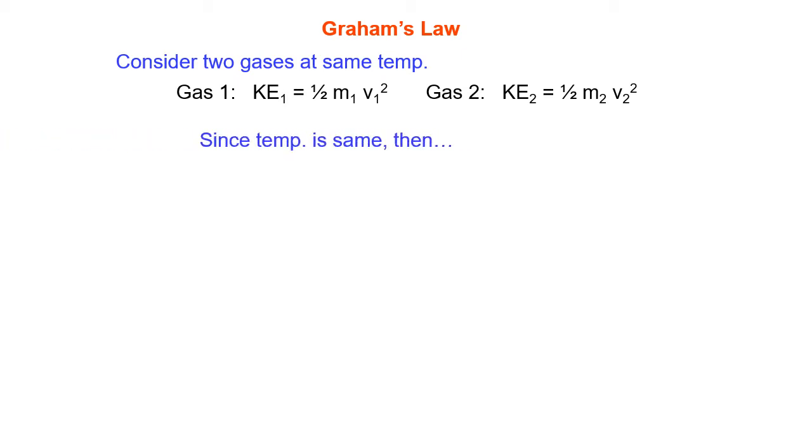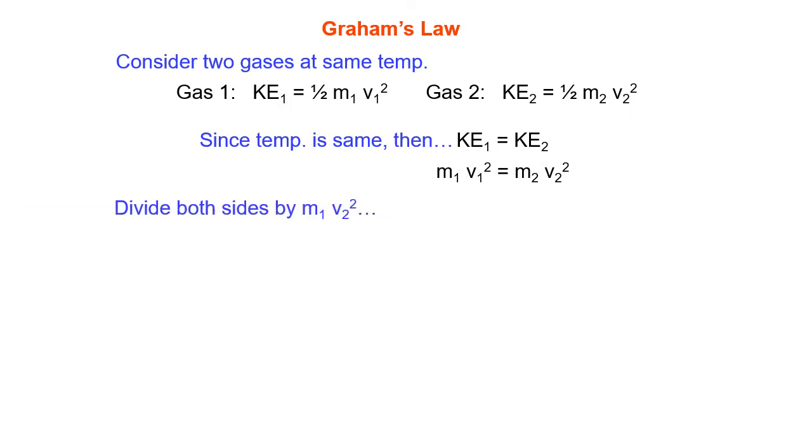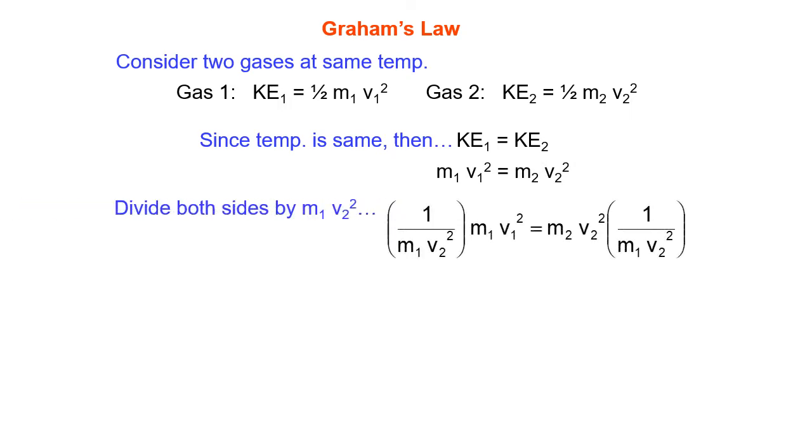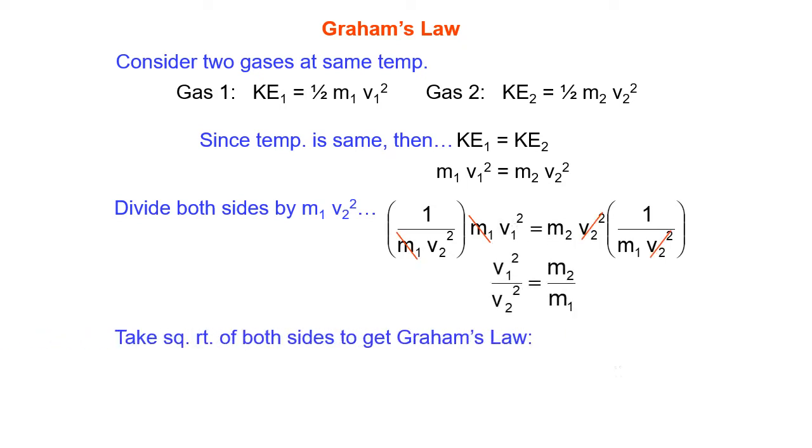Since the temperature is the same, the kinetic energy of 1 is going to equal kinetic energy of 2. So here's our equation. We're going to just simplify it out. You don't have to know all these steps. It's just how you would derive this Graham's law equation. So take the square root of both sides.